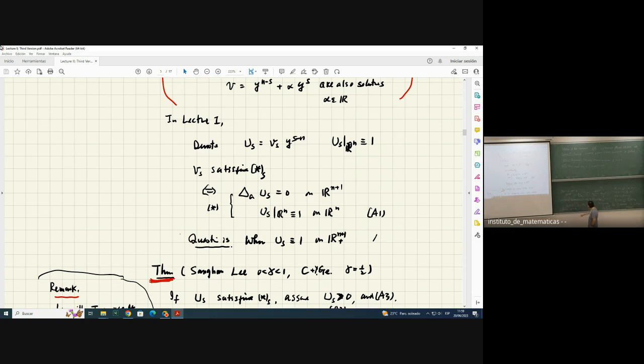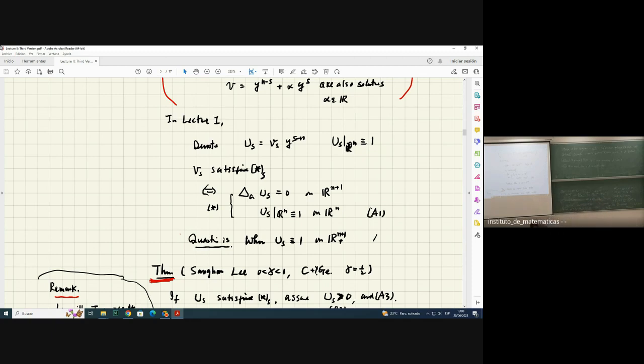We know Ws. So this Ws on the boundary is equal to 0, and it's always less than, Us is positive, so it's less than 1. And the problem is, does that imply Ws is identical to 0? So this Us and Ws differ just by 1.